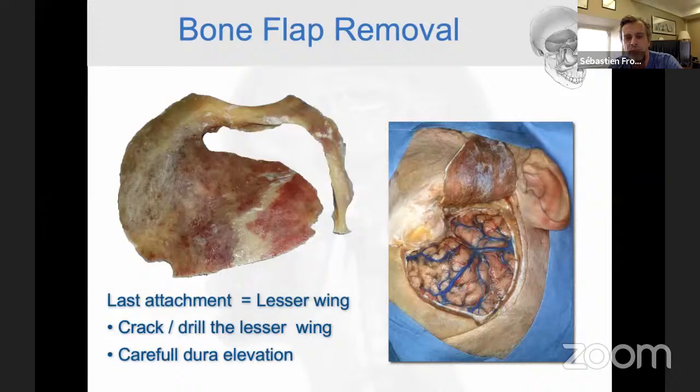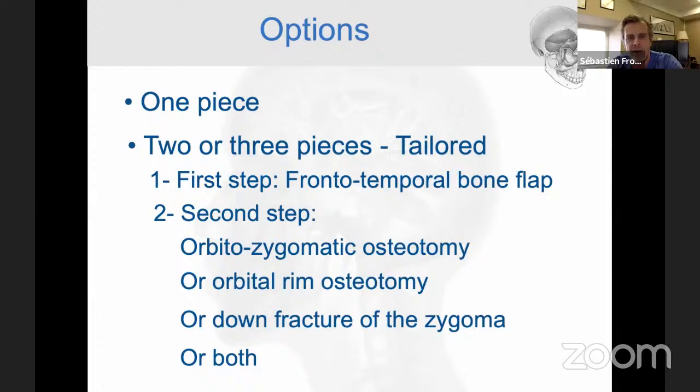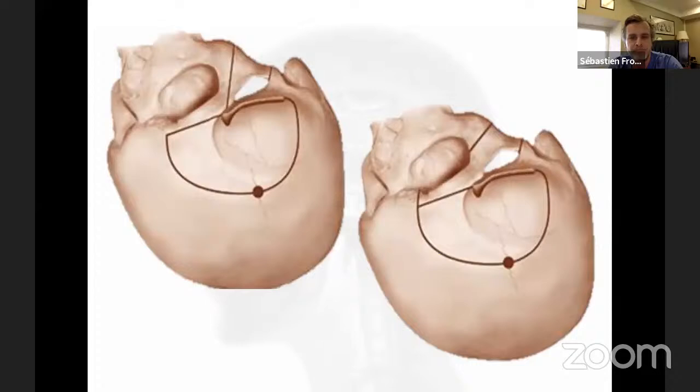So one-piece FTOZ is the technique I just presented to you. I am not doing the two or three pieces FTOZ. I am sometimes tailoring my approach, which means I am just doing a one-piece orbitopterional approach or pterional and zygomatic arch together, but I usually try to do one piece. These are other techniques, two pieces, taking only the zygoma out or taking here the zygoma plus the orbital rim.